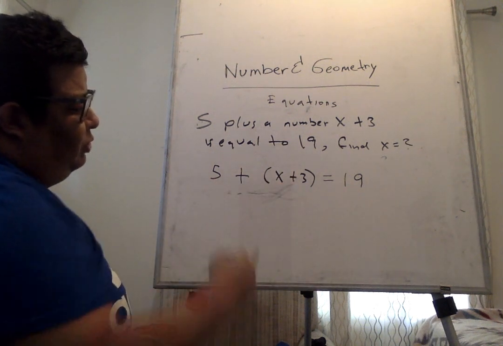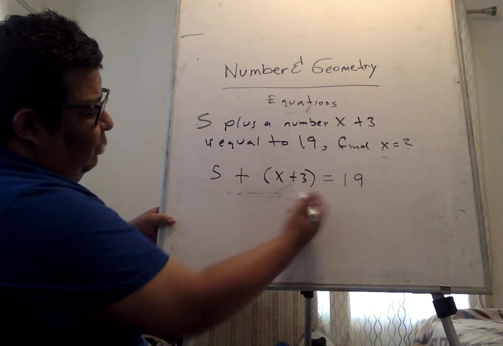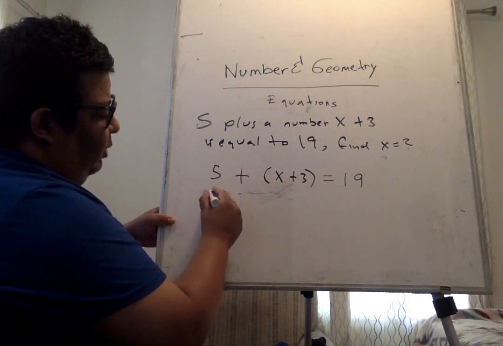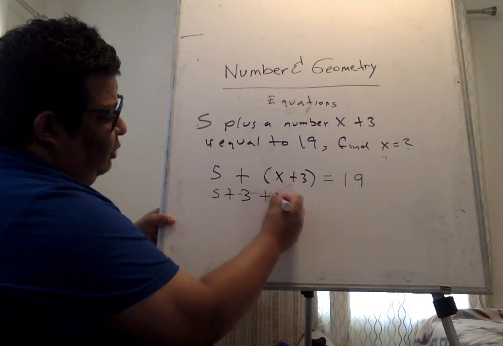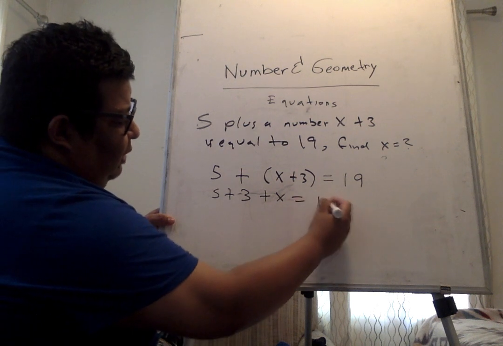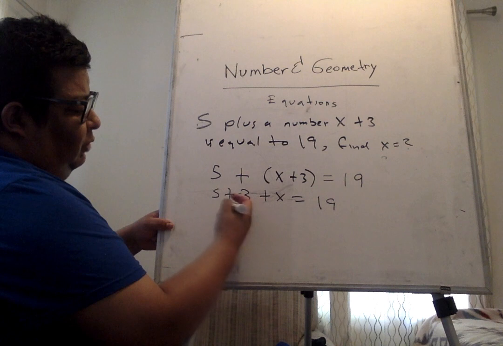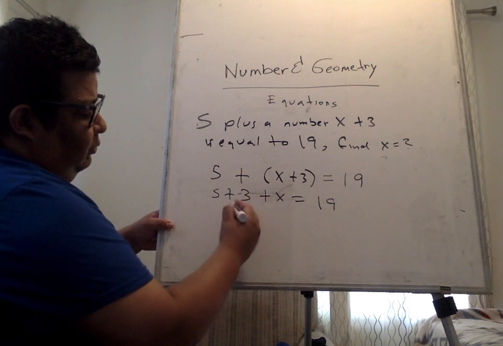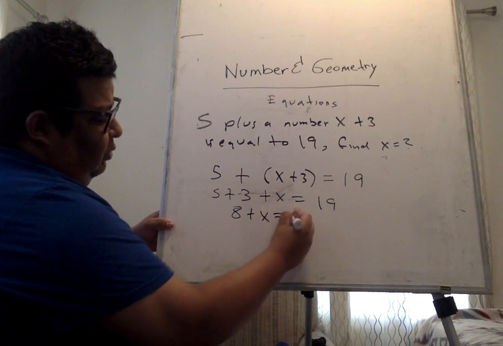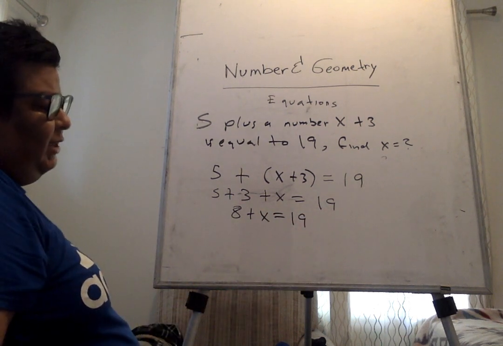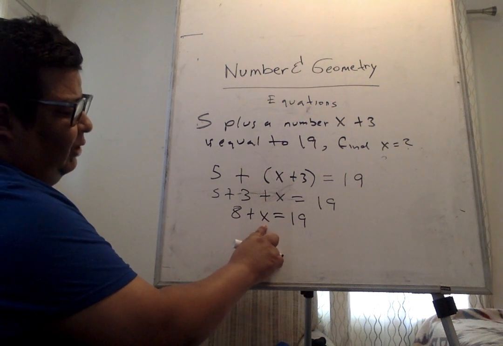So how do we do it? We solve this equation here. Using the associativity property, we can move the 3 to here. So we're going to put 5 plus 3 plus x equals 19. The next step is to add these two together. So 5 plus 3 is 8. 8 plus x equals 19. And the last step is to move 8 to the other side so we can solve for x, leave x by itself, and that gives us our answer.